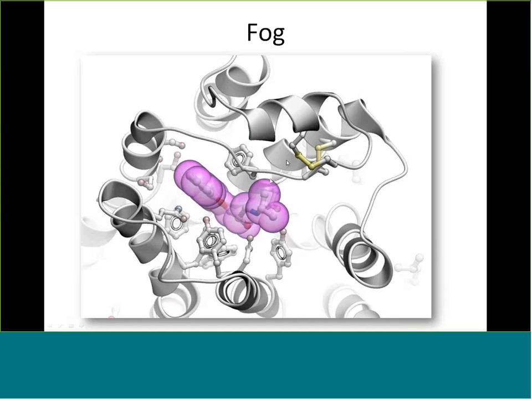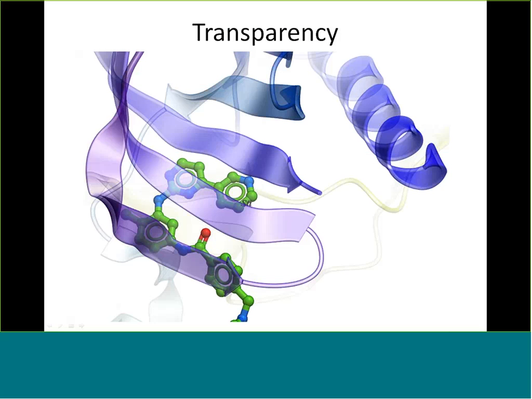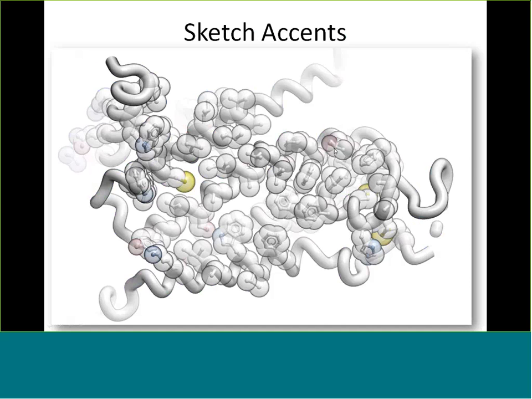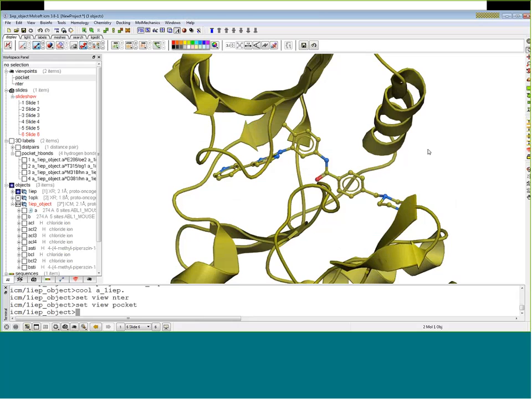We also have fog, so you can make fog into the background and highlight certain points. We have CPK cap clipping. There's transparency for ribbons and sticks, and there's also sketch accents, which gives a coloring around the outside of the representation and makes it a bit clearer. And there's also shadows. So just a couple of those.